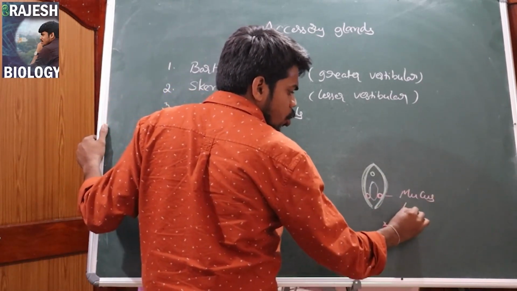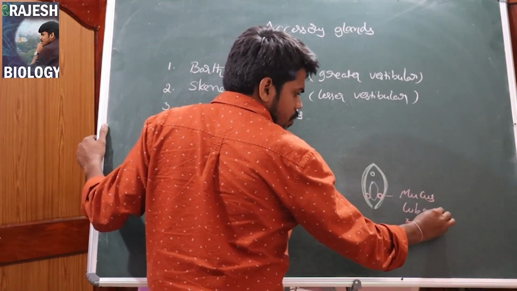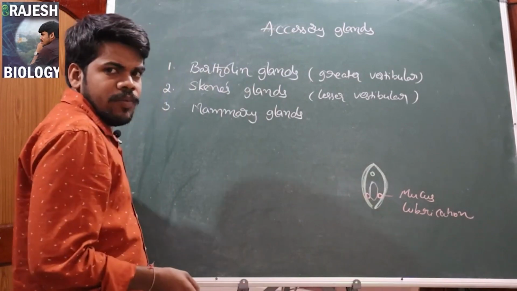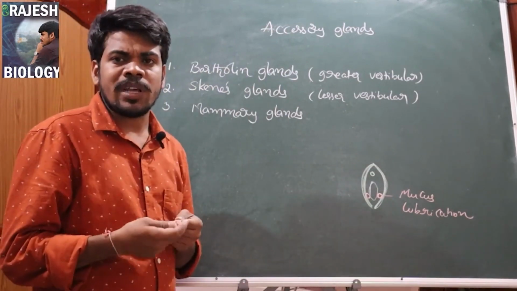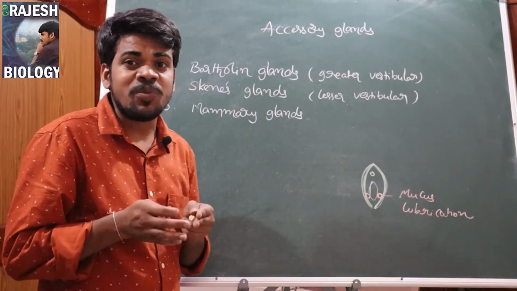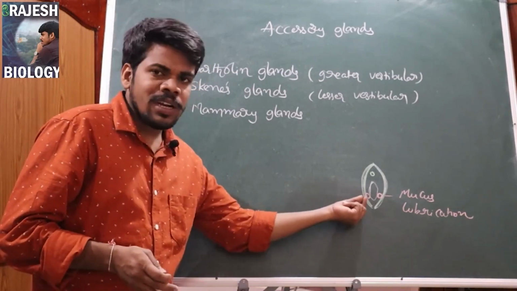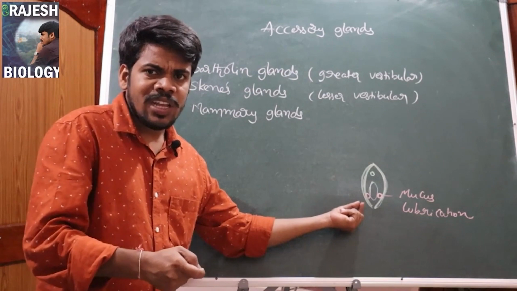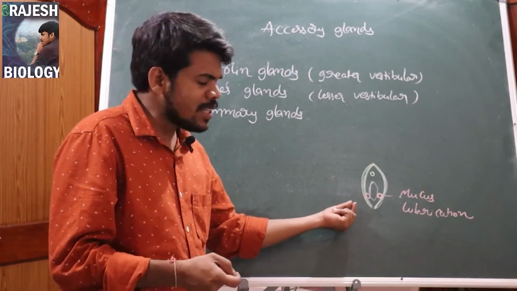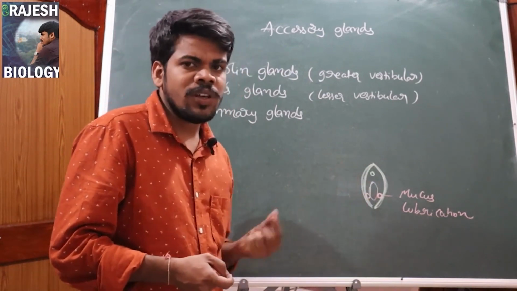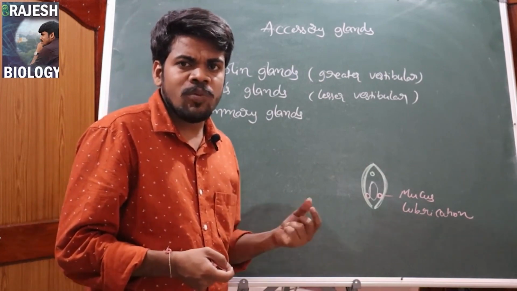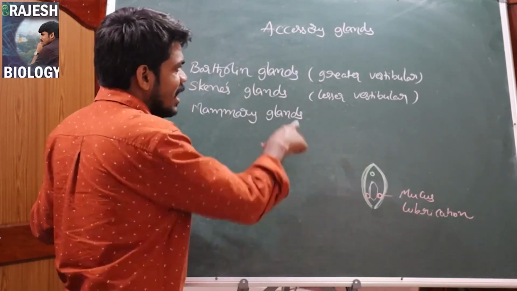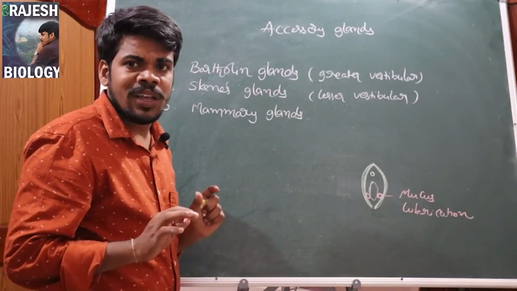And it helps in the lubrication, lubricating the vagina. The internal wall of the vagina becomes lubricated when it gets stimulated. When the female gets stimulated, Bartholin glands secrete a lubricating fluid, mucus, that helps in the lubrication of the vagina. It allows the free movement of the penis. So this is the Bartholin glands. They are called greater vestibular glands.